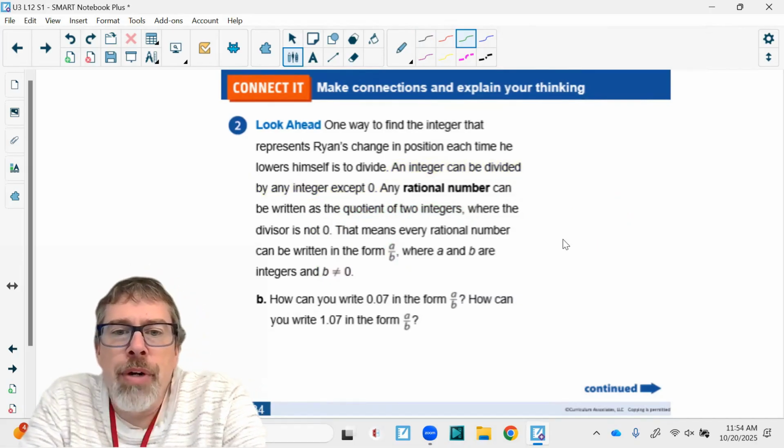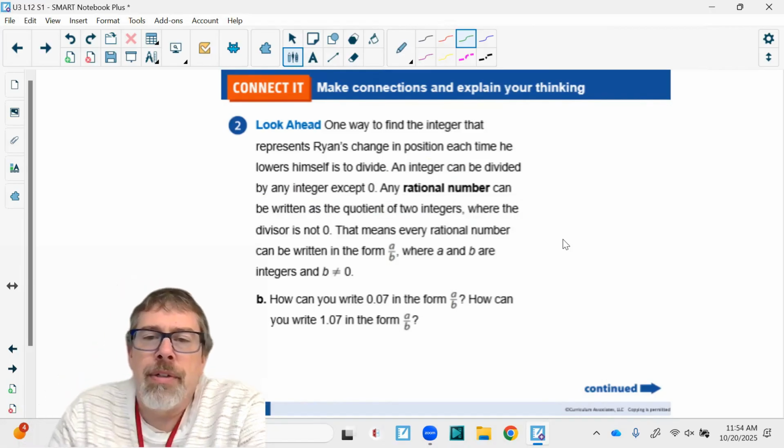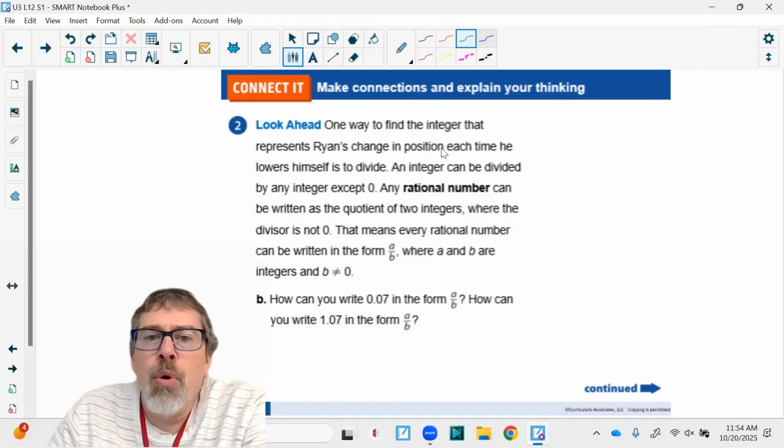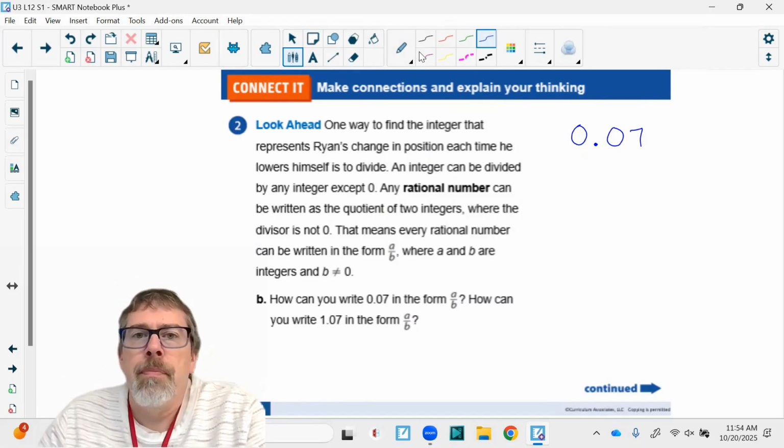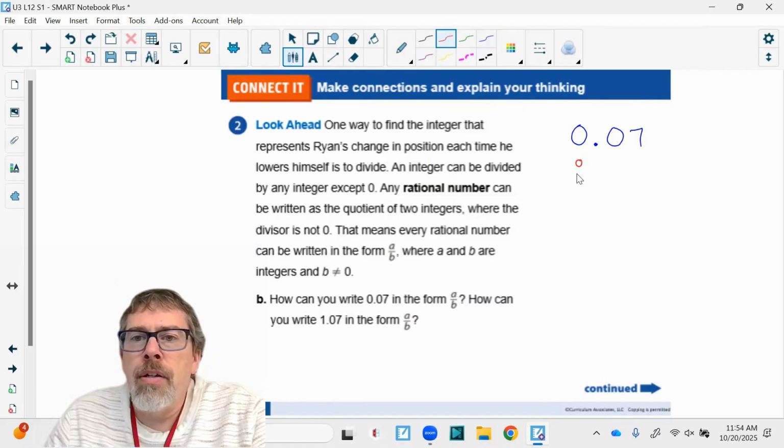Part B says, how can you write 0.07 in the form of a over b? So if we look at 0.07, these are ones. Let me change colors here. This is called the ones position. Then when you cross the decimal and go over here, this is tenths with a th. This is hundredths.